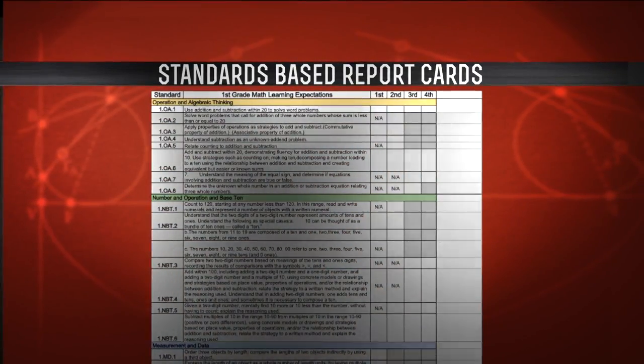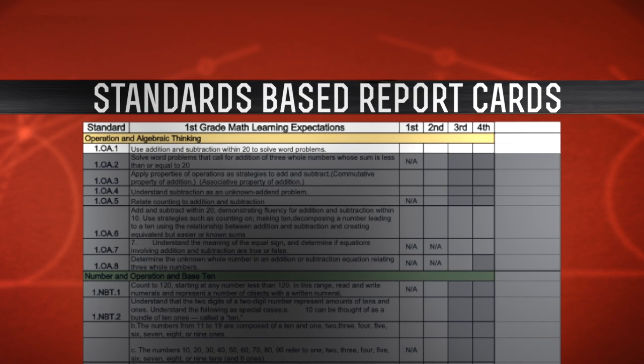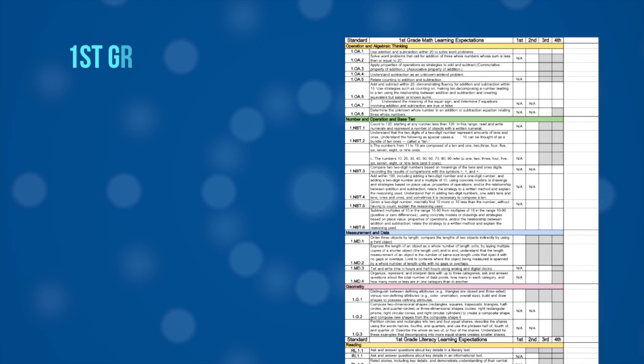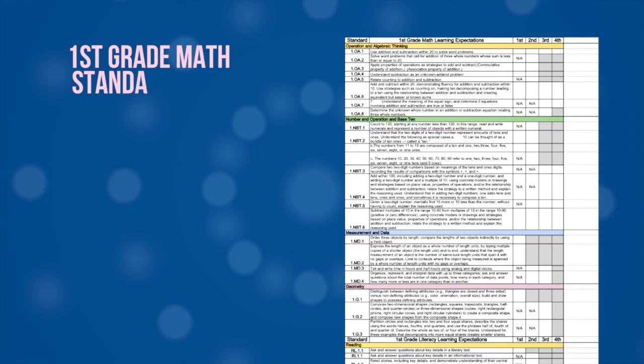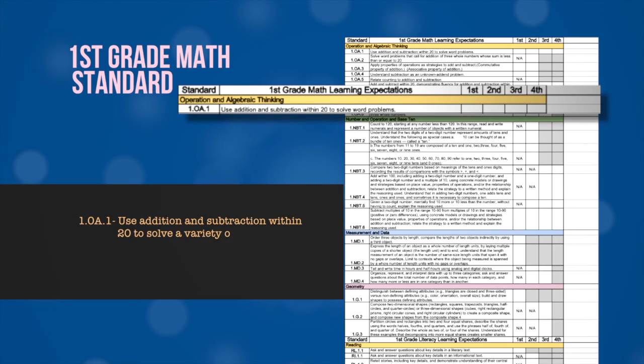Standards-based reporting is based on a specific set of standards or skills that students need to learn at each grade level. The marks that students receive are not a comparison of one student to another, but rather a way to measure how well students are doing on grade-level standards. Here is an example of a first-grade math standard. 1.OA.1. Use addition and subtraction within 20 to solve a variety of word problems by using objects, drawings, and equations.